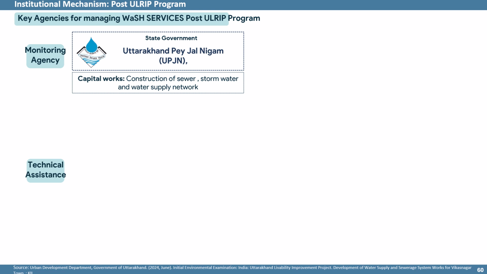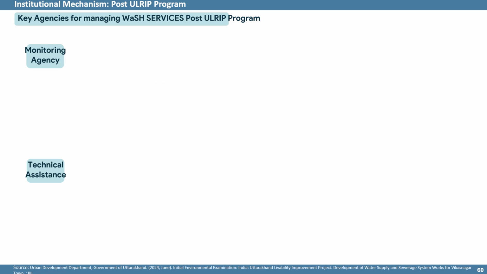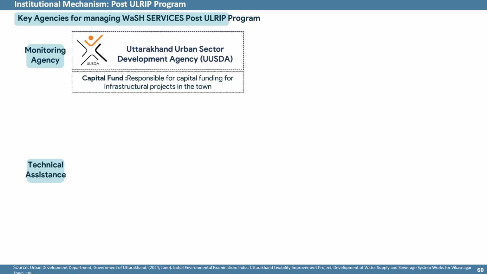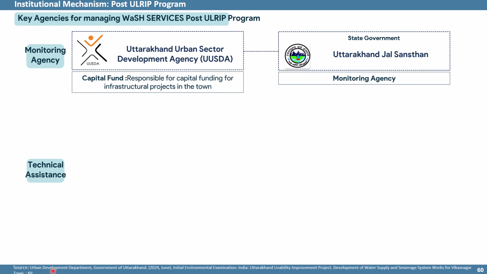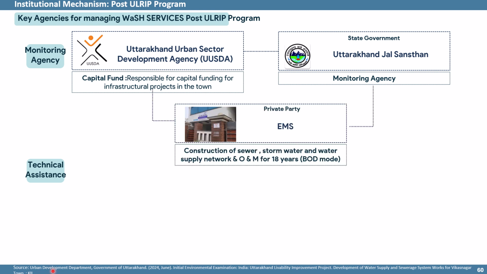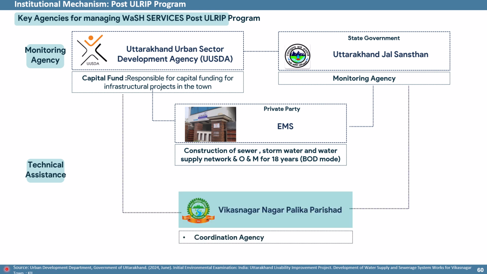But the ULRP project has notably excluded UP Jal Nigam, an entity with significant historical and context-specific expertise, and it has been replaced by the Uttarakhand Urban Sector Development Agency. The Uttarakhand Jal Sansthan is still acting as a monitoring agency, but the project execution has been awarded to a third-party contractor under the design, build, operate model for 18 years, and the ULB continues to act as a coordination agency with no power as such.